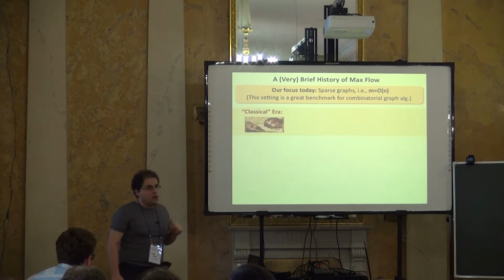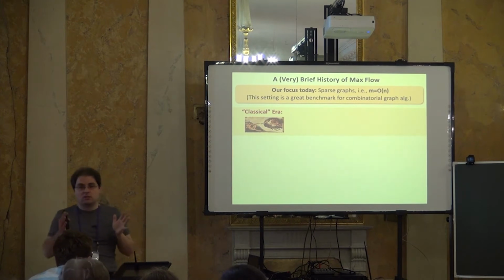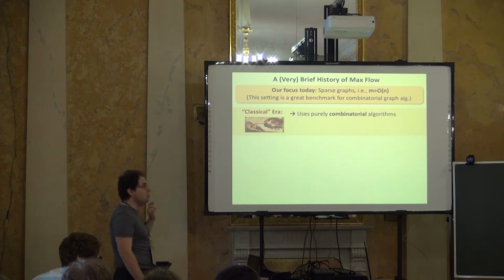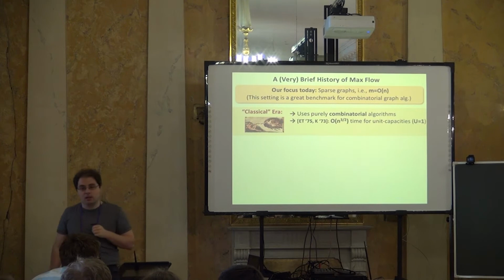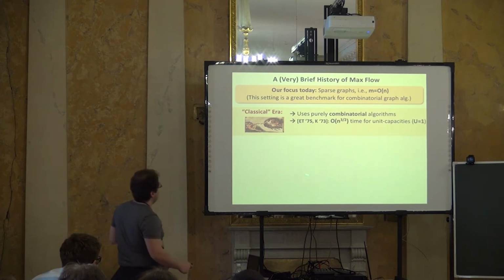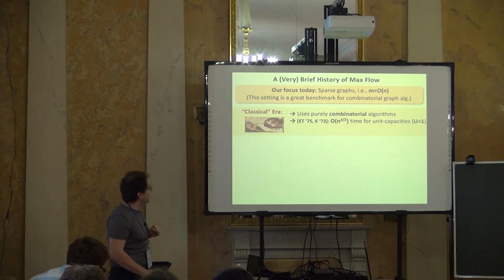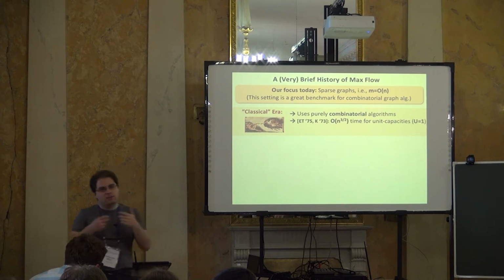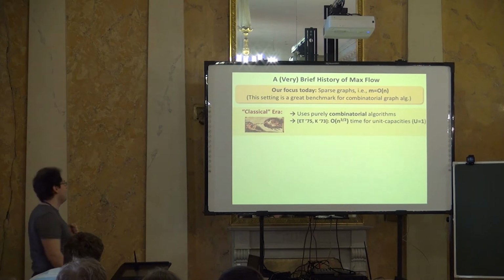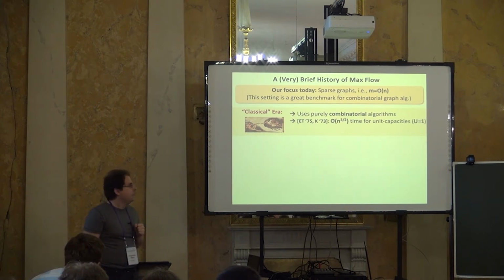If you look at the history of max flows, there are two eras. The first is the classic era of maximum flow, which uses purely combinatorial algorithms. There are two landmark developments. For the unit capacity case, you can get n to the 3/2 algorithms. This is an independent result of Even and Tarjan and of Karzanov. As you can realize, there is a reason why there are different years and they're independent.